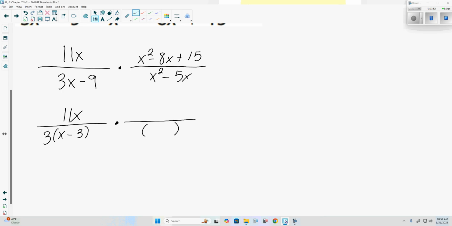Greatest common factor with our x squared minus 5x? It would be x. Because if I take an x out of x squared, we're left with x minus 5. We take the x away from 5x, we're just left with 5. No greatest common factor between our x squared minus 8x plus 15.